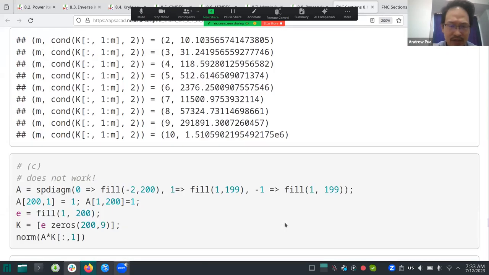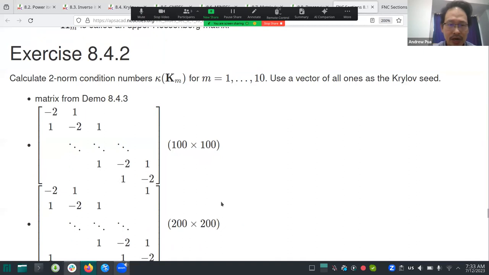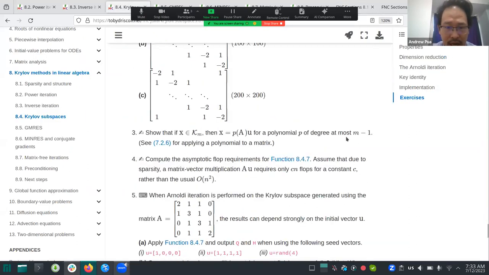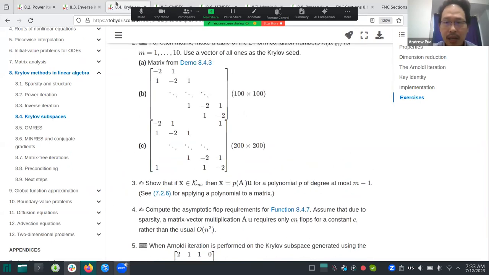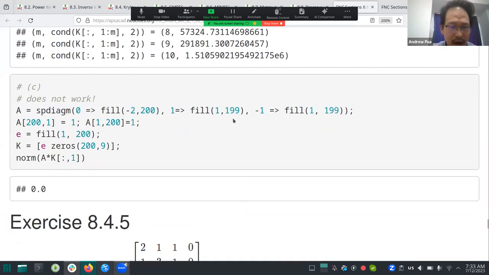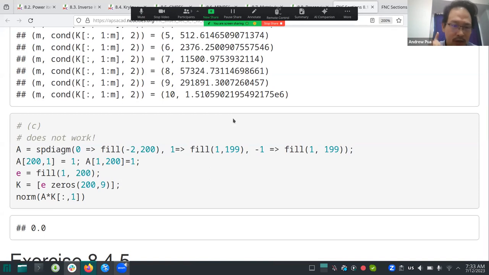And then you're asked to explore these matrices and what happens to their condition numbers. Let me just see 8.4.2 again. One thing to note is 8.4.2, item C, and it's the choice of the seed vector. It's called U in the mathematics of the book, but in the code they use the letter E. So if you use a vector of ones as your seed vector, it might not always work.